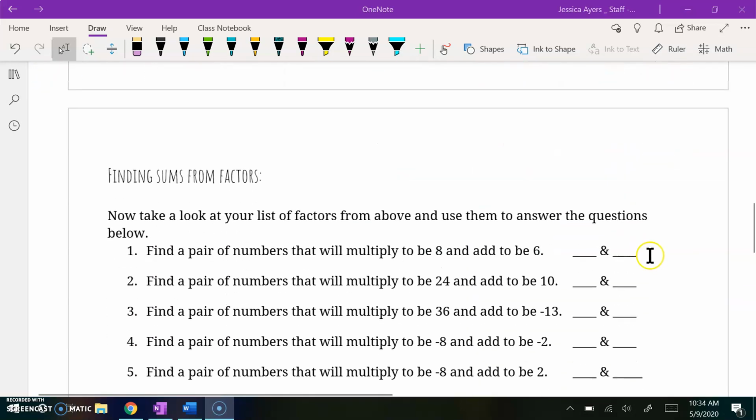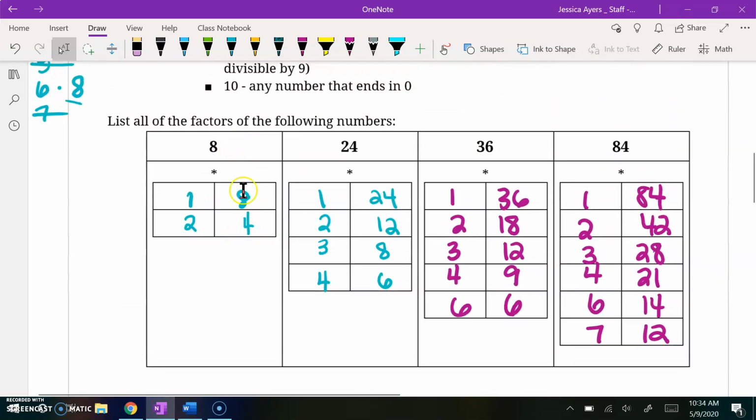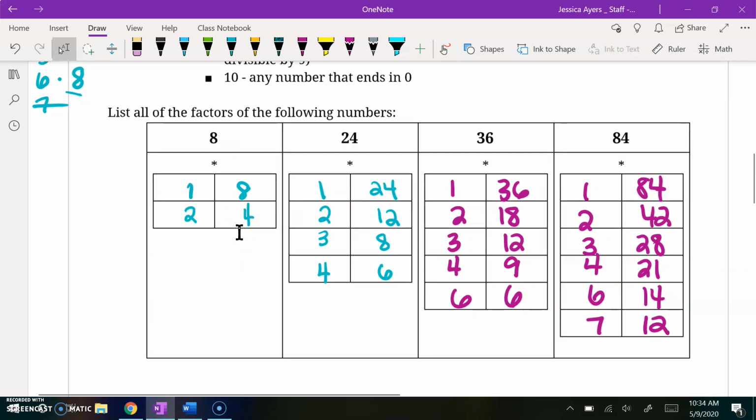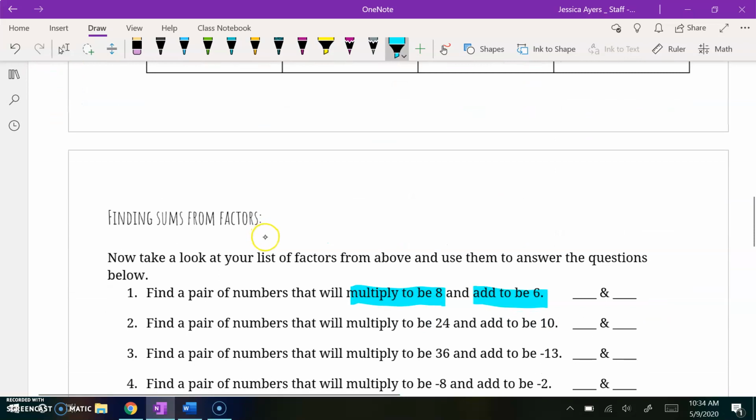So we want to find a pair of numbers that will multiply to be 8 and then add to be 6. So when we look up at our factors of 8, we see that 1 plus 8 is 9, 2 plus 4 is 6. So 2 and 4 will be our answer here, because 2 times 4 is 8 and 2 plus 4 is 6.